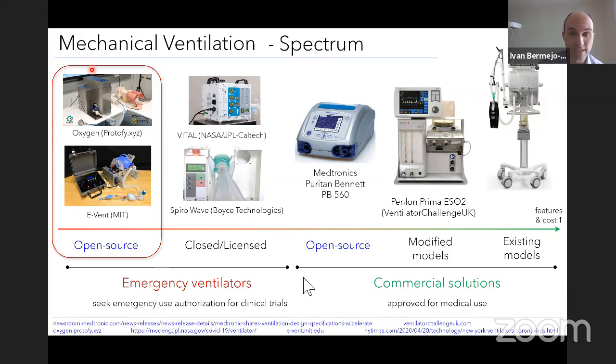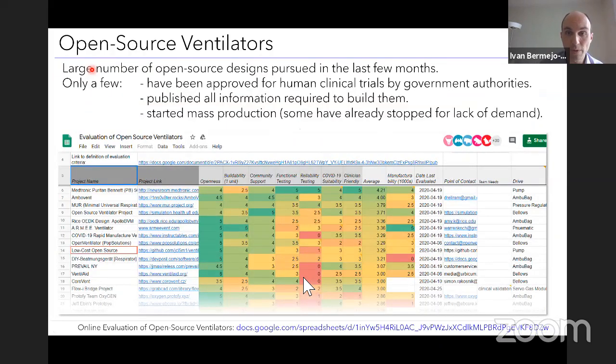And there is a long list. This is actually a compilation that has been posted on the internet by some group of people that keep monitoring the developments of open source ventilators. And this list goes on for about 70 to 100 projects. They classify them according to different criteria. Some of them are not fully updated because there is a long list, as I said. So I'm going to tell you about a few of them in today's presentation.